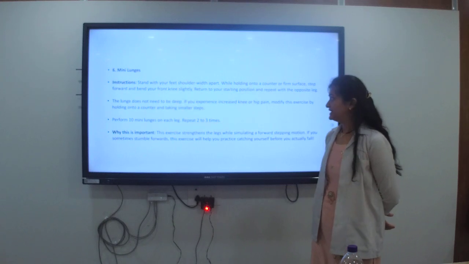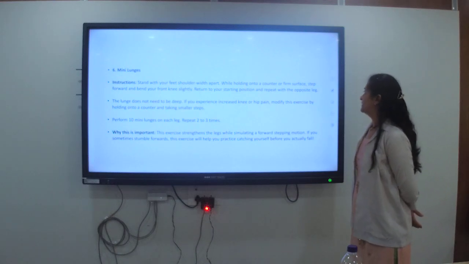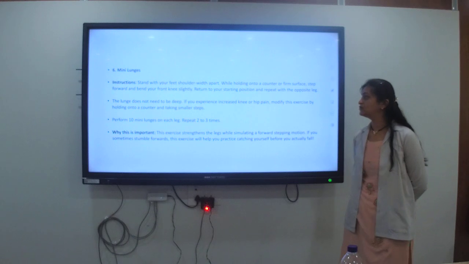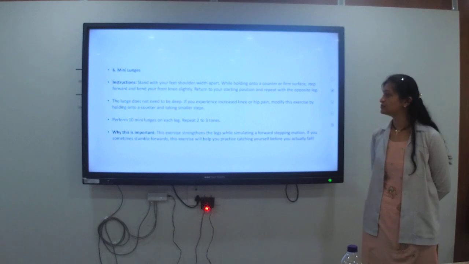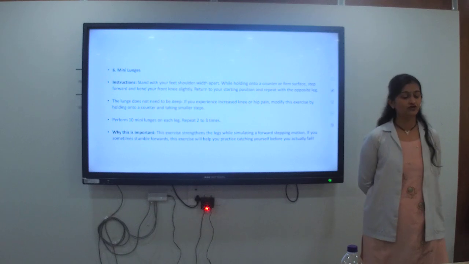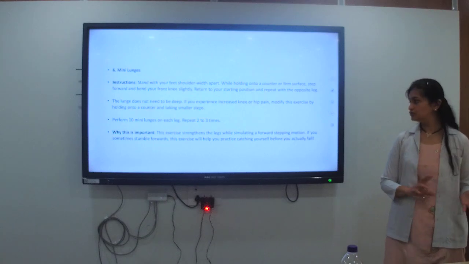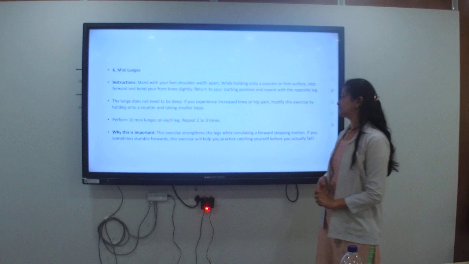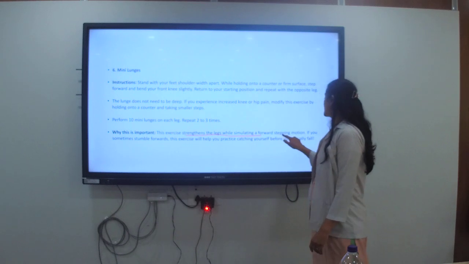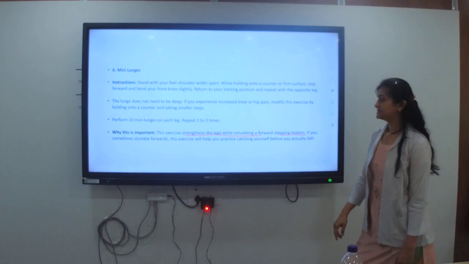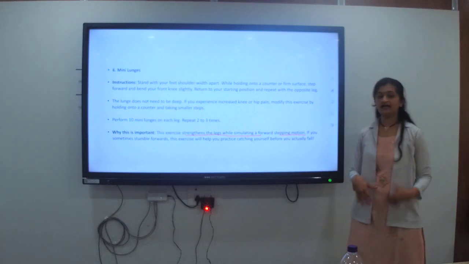Now next is your mini lunges exercise. So here what we will do, stand with your feet shoulder width apart and step forward and bend your front knee slightly. Return to your starting position and repeat with the opposite leg. This also you have to perform for 10 repetitions on each leg. Again, repeat it 2 to 3 times. The importance of this exercise is it mainly strengthens the legs while simulating a forward stepping motion, and it helps when you sometimes stumble forwards. These exercises will help you to practice catching yourself before you actually fall.